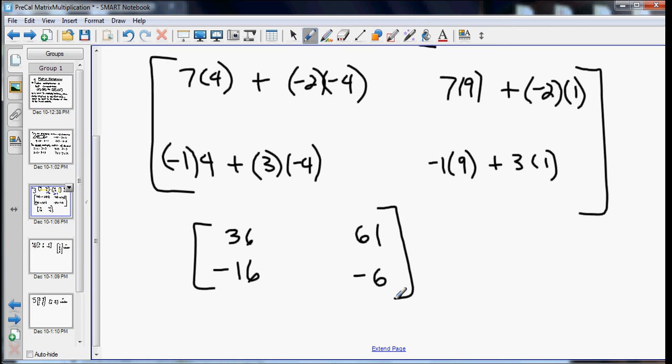And truthfully, with the bigger ones, it's not harder. It's still just multiplying and adding. But you can imagine if it was a 3x3, it would take a lot longer than what we just did.